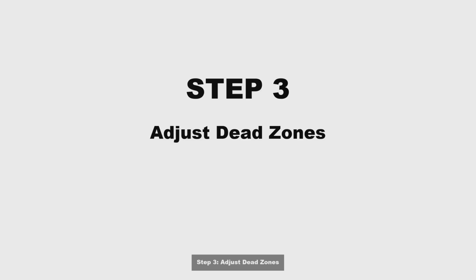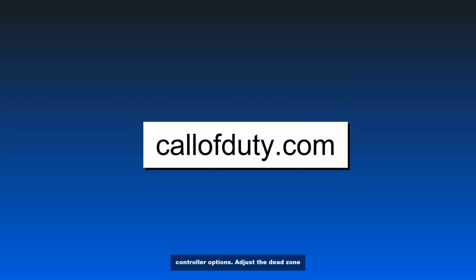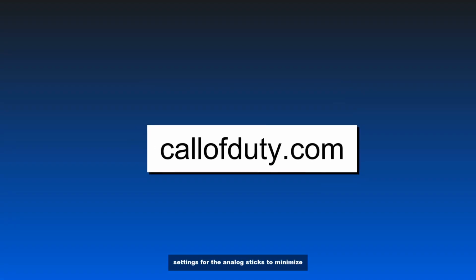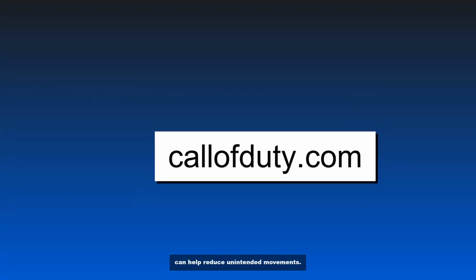Step 3. Adjust dead zones. Access the game settings and navigate to the controller options. Adjust the dead zone settings for the analog sticks to minimize drift sensitivity. Increasing the dead zone can help reduce unintended movements.